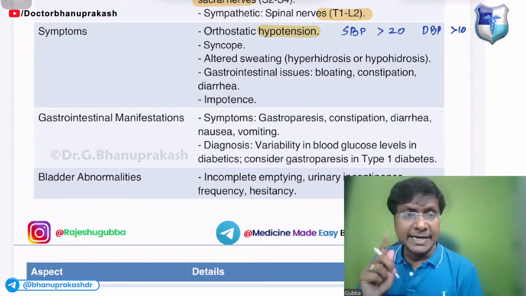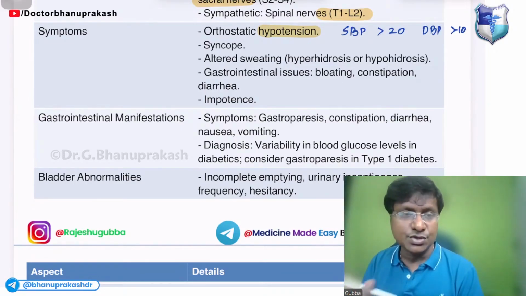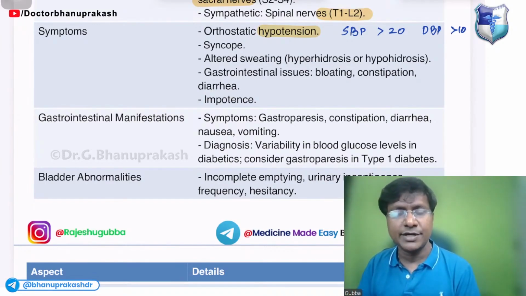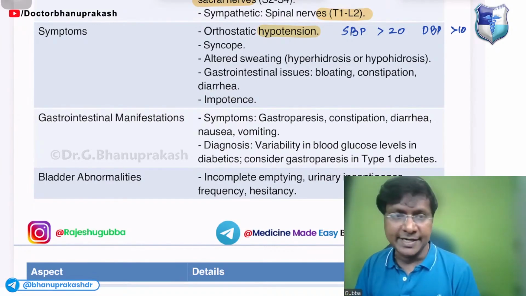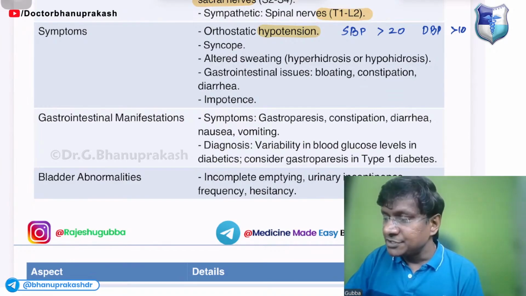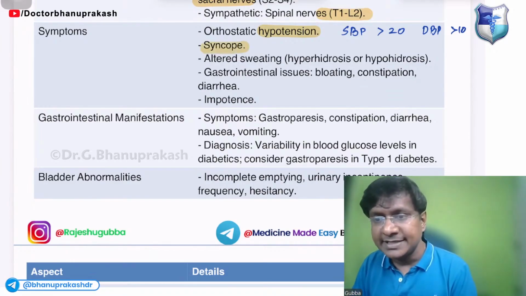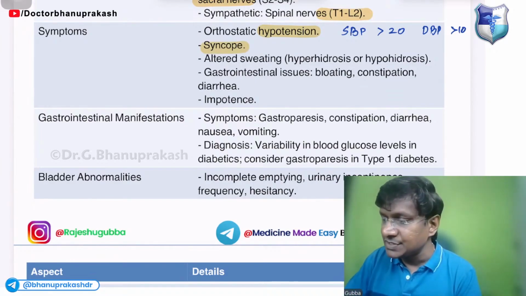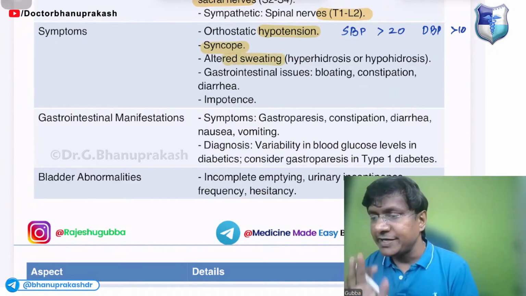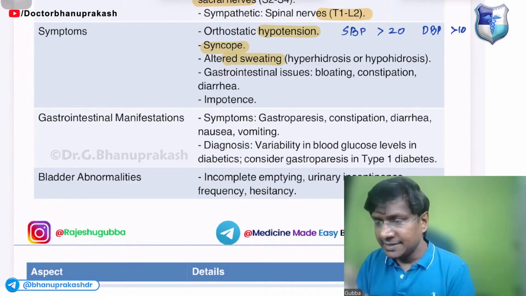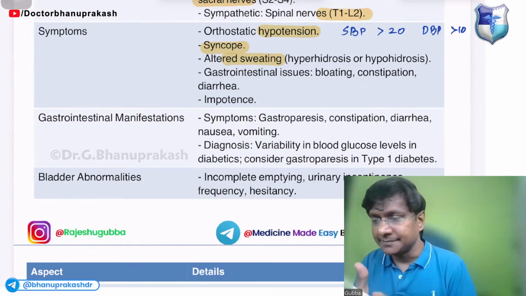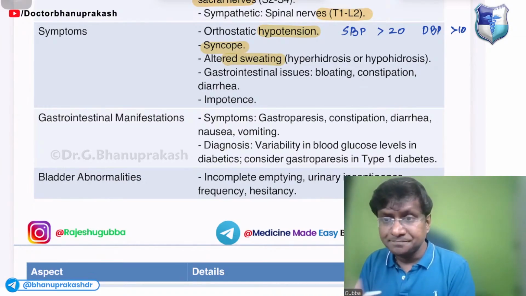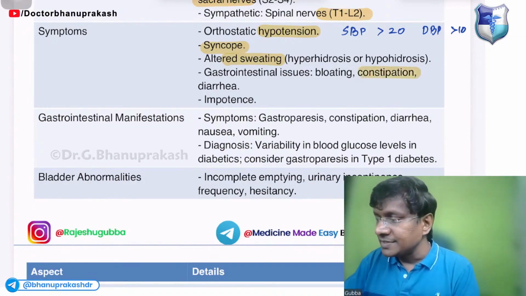And please remember, it is not mandatory that both systolic and diastolic should fall. Either systolic drops or diastolic drops, we call it orthostatic hypotension. It is after 3 minutes of standing. And these patients, due to orthostatic hypotension, will have syncopal attacks. And due to the involvement of the sympathetic and parasympathetic nervous system, there will be altered sweating in these patients. And gastrointestinal issues will be in the form of either constipation or diarrhea.